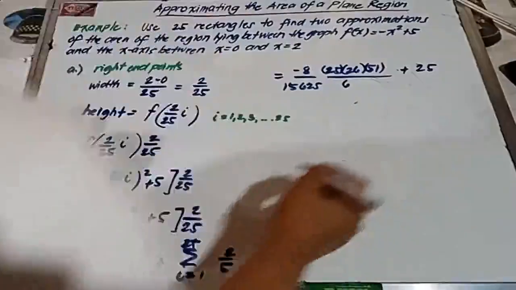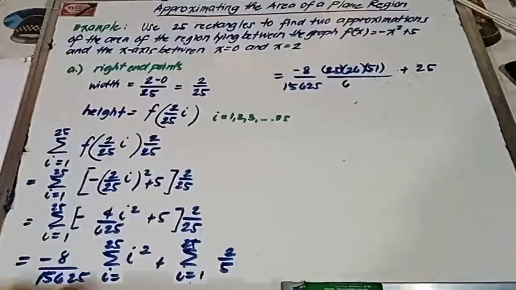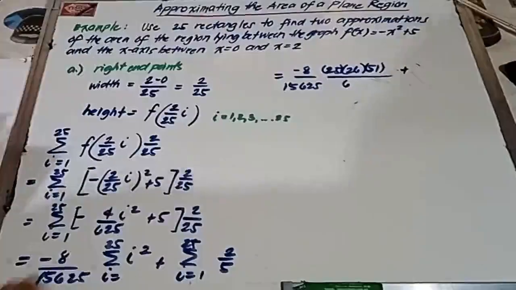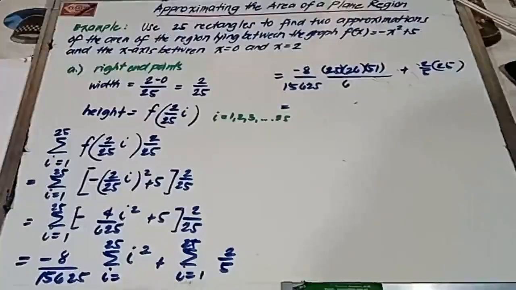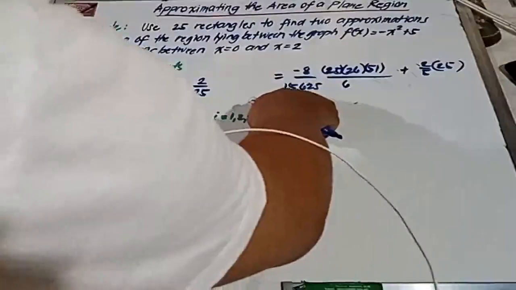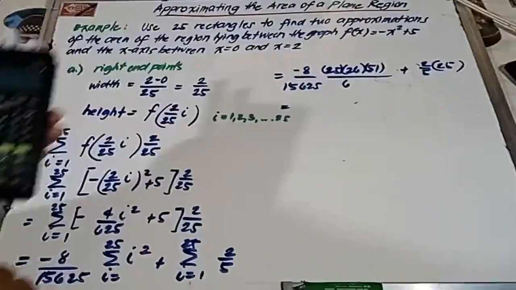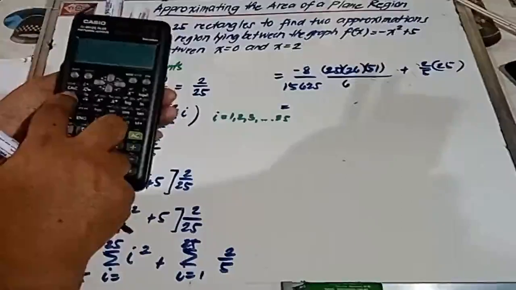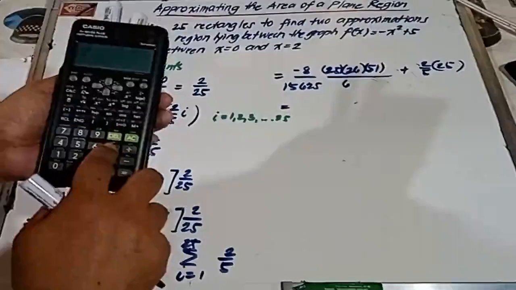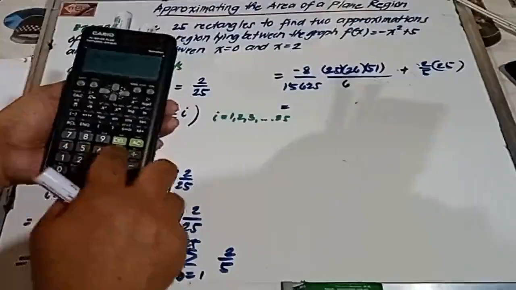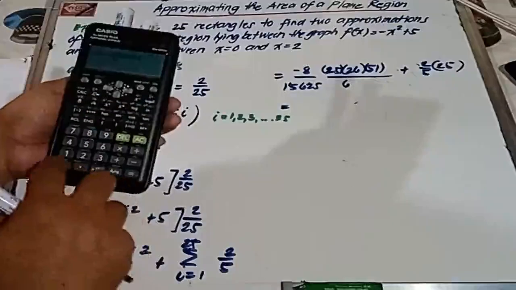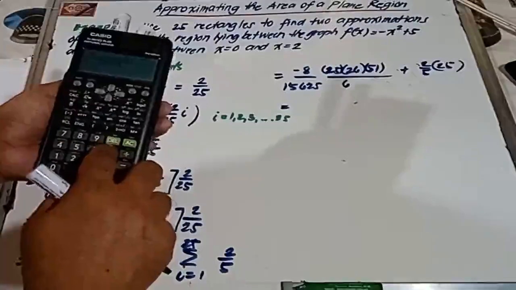So that is 25. Okay? Sorry. 2 times 5, diretso, 2 over 5 times 25 equals. Next, divide natin. 15, diretso na lang natin, calculator. So we have fraction, negative 8 times 25 times 26 times 51. Sa ilalim is 15625 times 6.